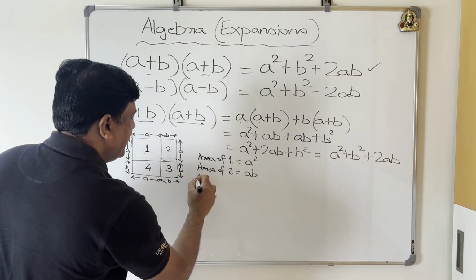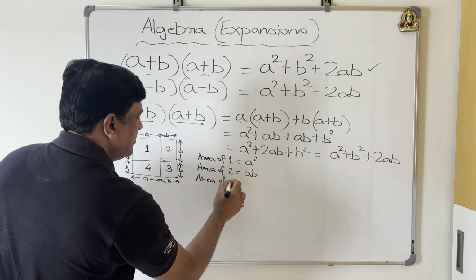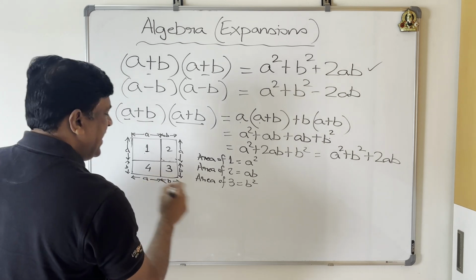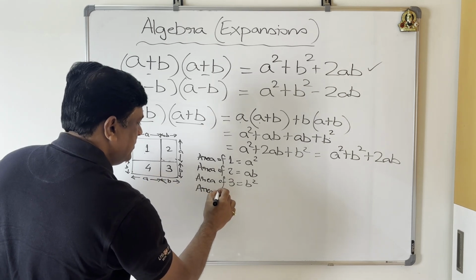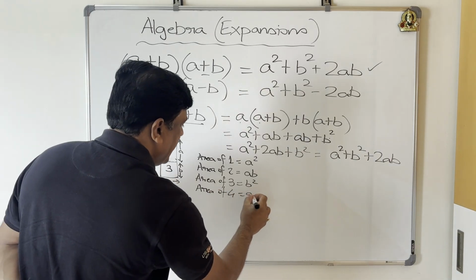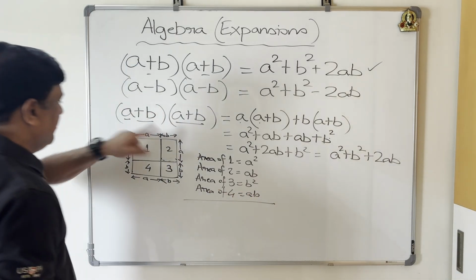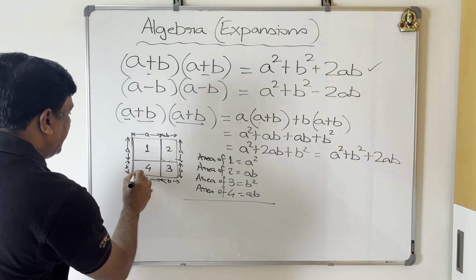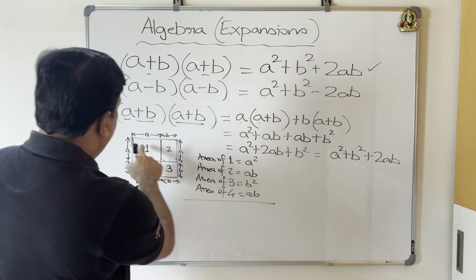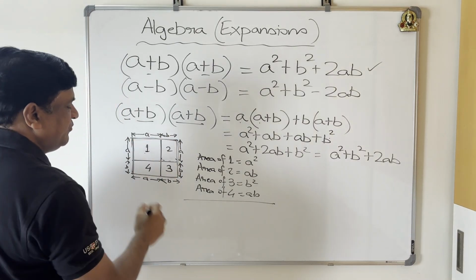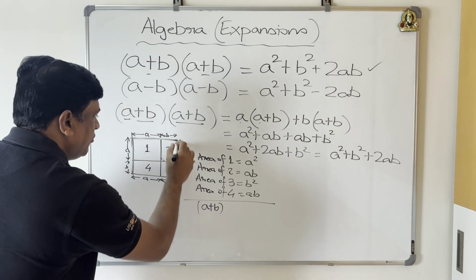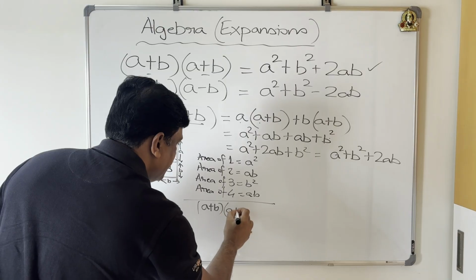Area of 3, which is b into b, is b square, and area of 4 again is equal to how much? A into b is equal to ab. So when you add all of them, you should get the area of the total square over here. What is that total square if you look at it? What's the length of this one? That is a plus b. And what is the width of that one? It is again a plus b.